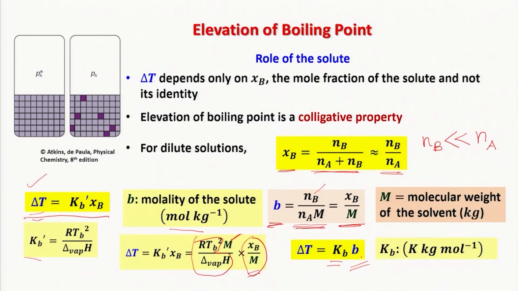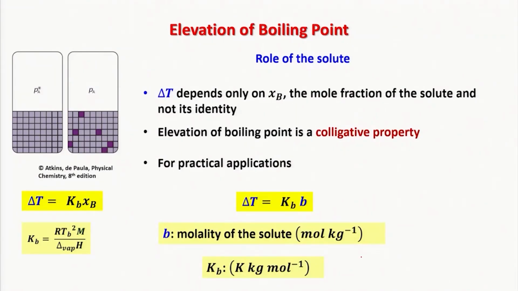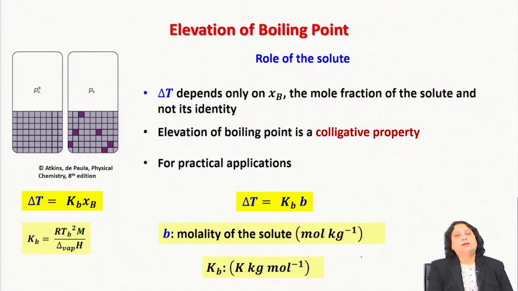solute. So here I understand that for practical applications, if I want to know the delta T, that is the amount of elevation of boiling point, then delta T will be given by Kb into B, where B is the molality of the solute, that is the number of moles of the solute dissolved per kg of the solvent, and Kb, that is the empirical boiling constant of the solvent, would be given in the units of Kelvin kg per mole.